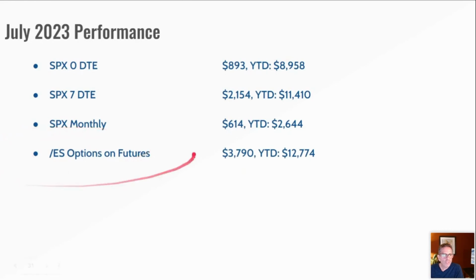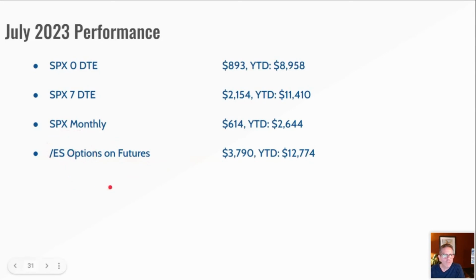We do options on futures as well. The monthly is 1,614, 2,644 year to date. And the reason we don't have a lot of profit on that is because the market went up very, very quickly towards the beginning of the year, and we had to roll those positions up to make them profitable. And now actually things are working out pretty well.